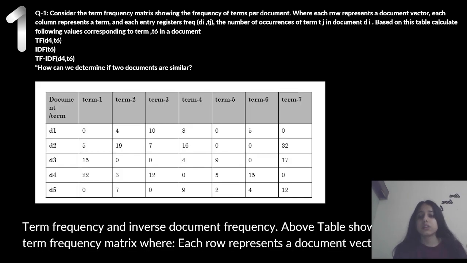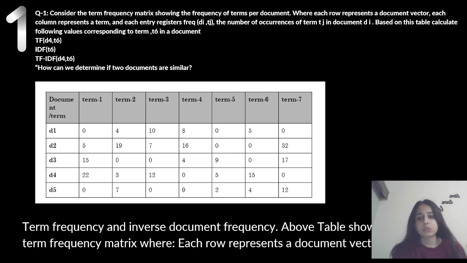Now let's begin with the first internal test. First question: consider the term frequency matrix showing the frequency of the terms per document, where each row represents a document vector, each column represents a term, and each entry registers frequency, the number of occurrences of term tj in document di. Based on this table, calculate the following values corresponding to the term T6 in a document.